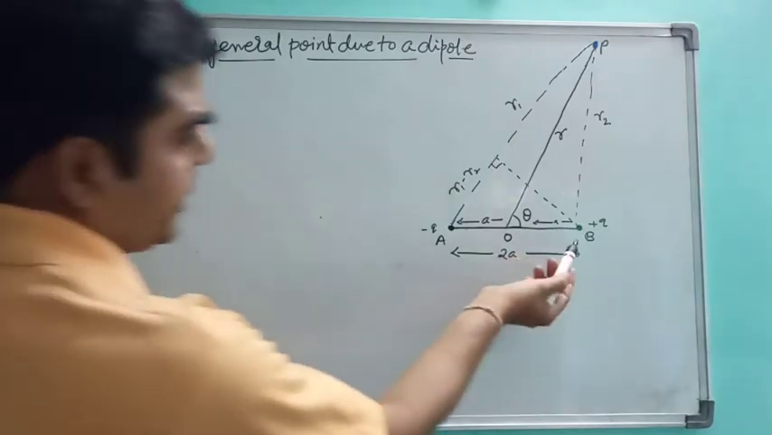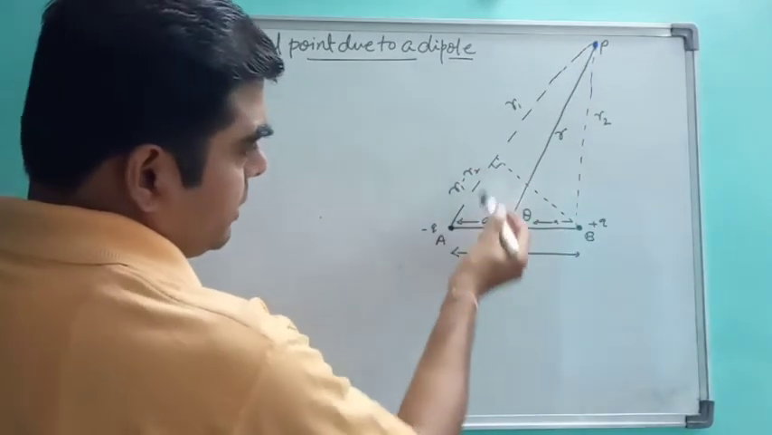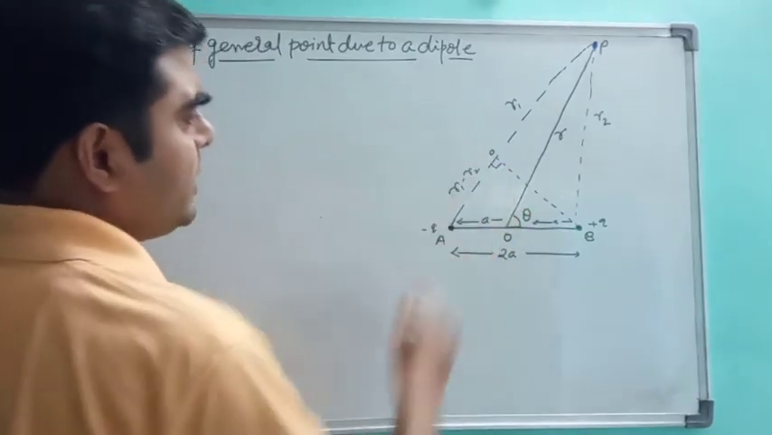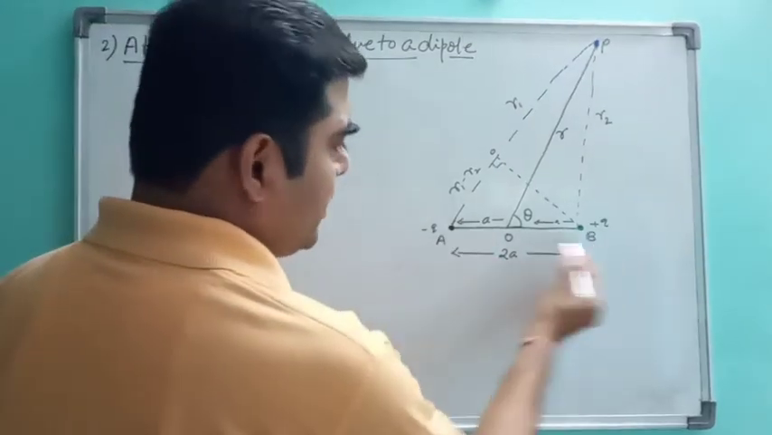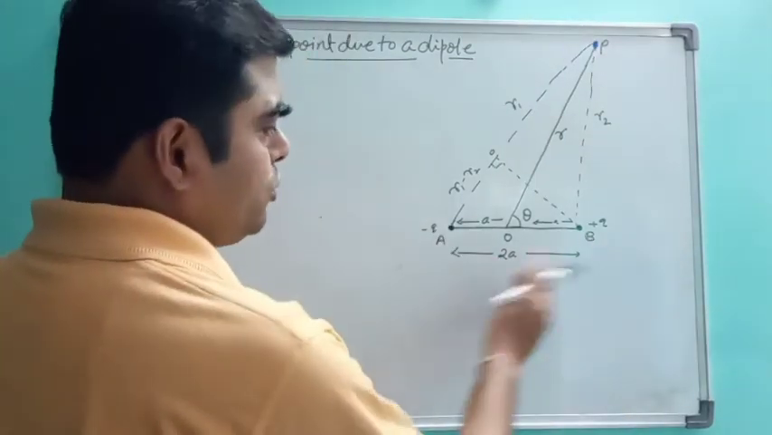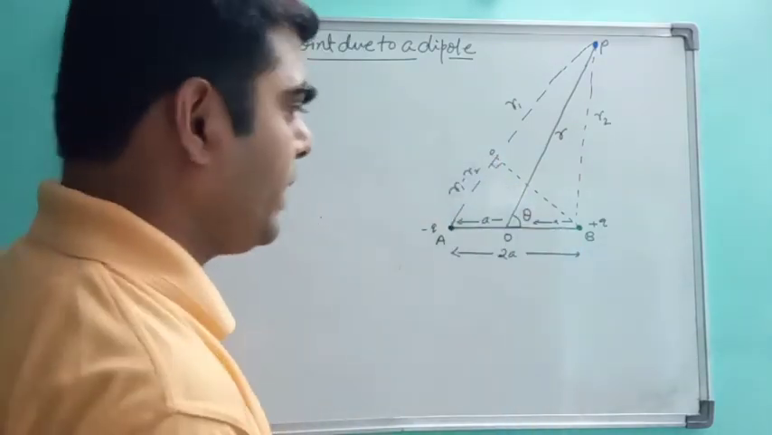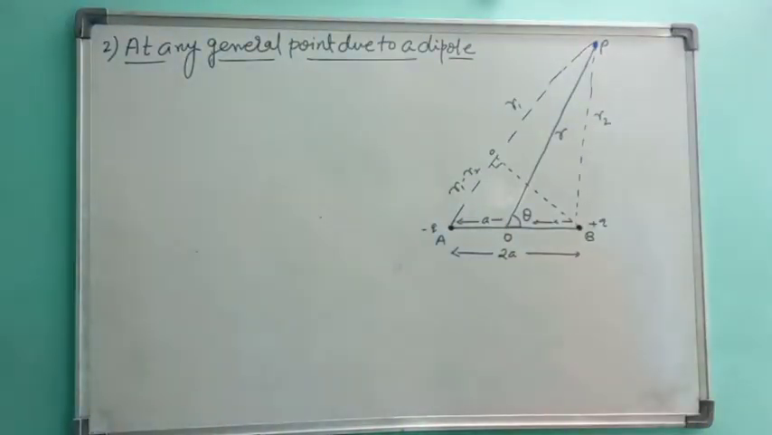Now point B is perpendicular to the AP line, and this creates a point O, and OA is the base R1 minus R2, and AB is the hypotenuse, so its value is 2a, and OB is the perpendicular line. So first of all, write down this figure.